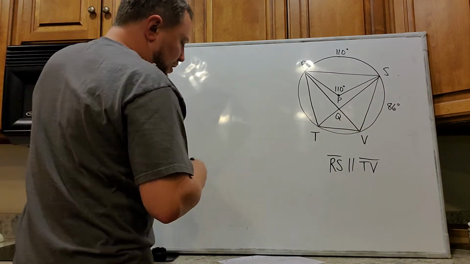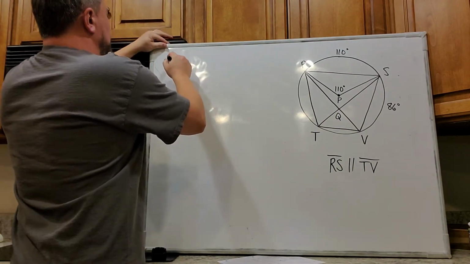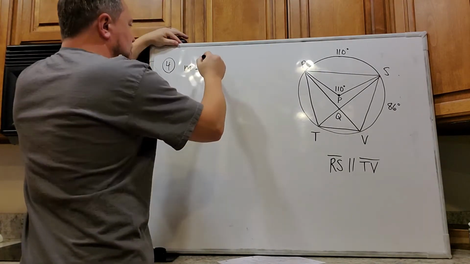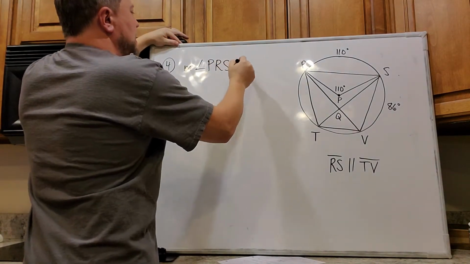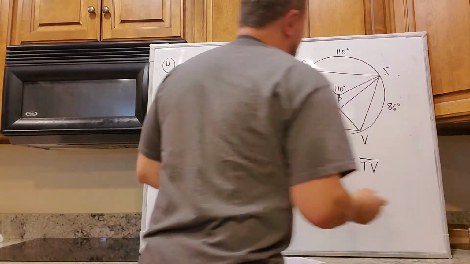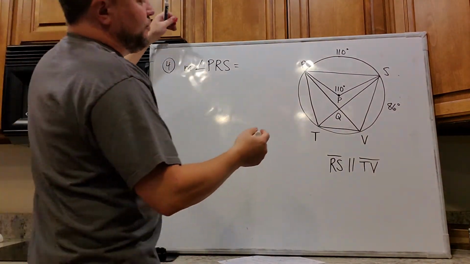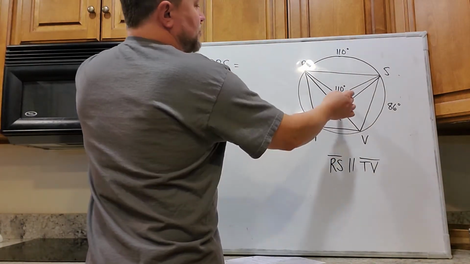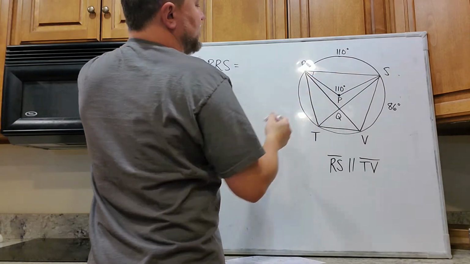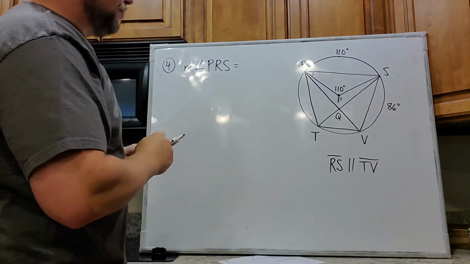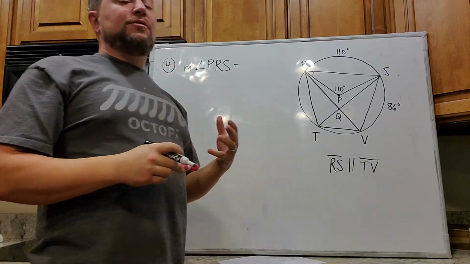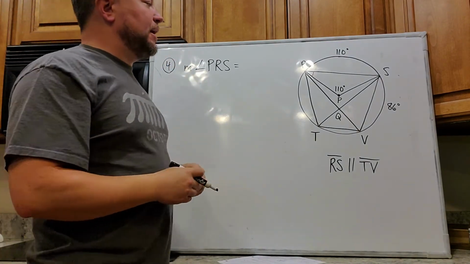Okay, so let's say we're doing problem number 4 here, and they want the measure then of angle PRS. PRS. All right, so let's follow that. We got P here, there's R, there's S. It's that little angle there. All right, now we don't have to use the idea of inscribed angles to find that angle.